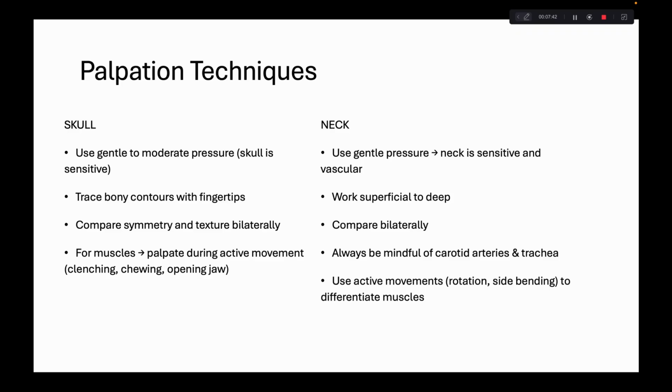Work superficial to deep. So again, we're always going to do this. We're going to start lighter and then get deeper. You want to warm up the tissue before you go in full deep tissue. Again, compare your bilateral sides. Make sure maybe you're noticing one shoulder is elevated or whatnot. Always be mindful of, again, your carotid arteries, your jugular vein, your trachea. You don't want your client to feel like you are choking them or harming them in any way.